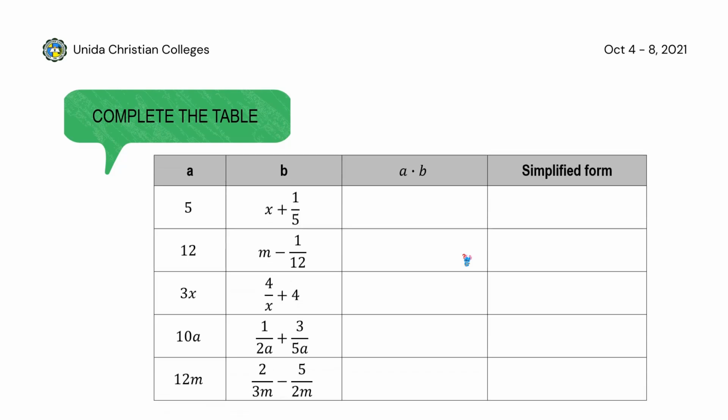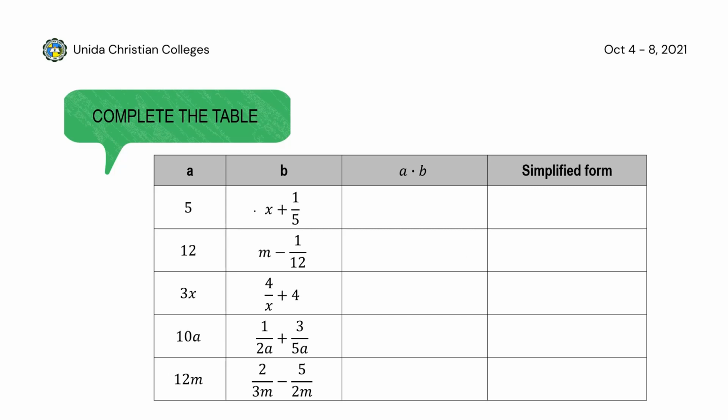So to start, let's have our introductory activity. We have complete the table. As my student, I want you to complete the given table here. I have here our first column, column A, second column, column B, the third column where we're going to multiply A by B, and lastly, in the fourth column, we're going to simplify our expression. So let's start with our first row.